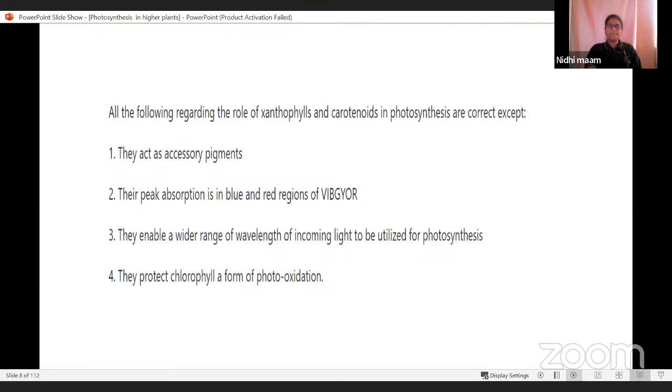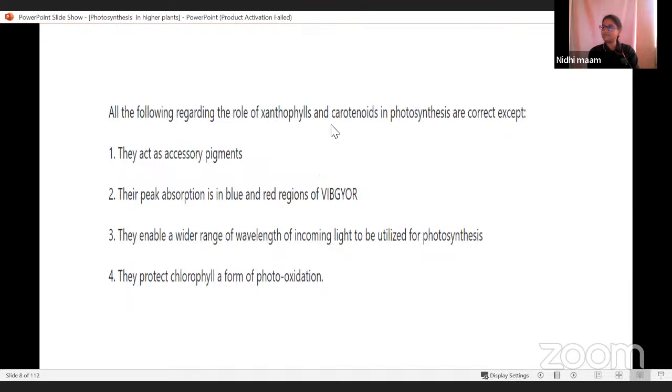Okay, next question. All the following regarding the role of xanthophylls and carotenoids in photosynthesis are correct except which one? Four functions are given, and one of them is not their function. They act as accessory pigments. Their peak absorption is in blue and red region in the Vibgyor. They enable a wide range of wavelength of incoming light to be utilized for photosynthesis. They protect chlorophyll from photooxidation.